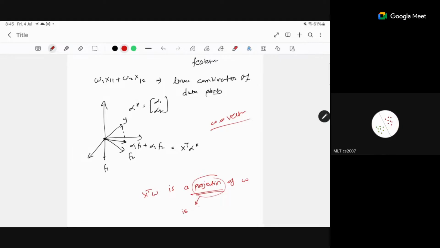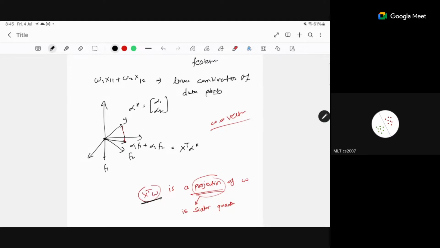Each data point has two features, two dimensions. Projection is a scalar quantity. The projection vector is a vector, but if I just want the projection, that is always a scalar quantity. So you cannot call W a projection, nor a projection vector. X transpose alpha star is a projection vector, but I can say x transpose W is also a projection of the labels.